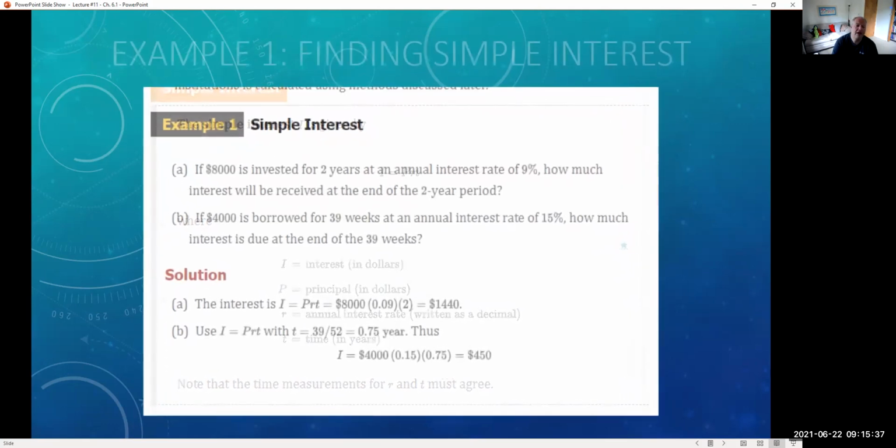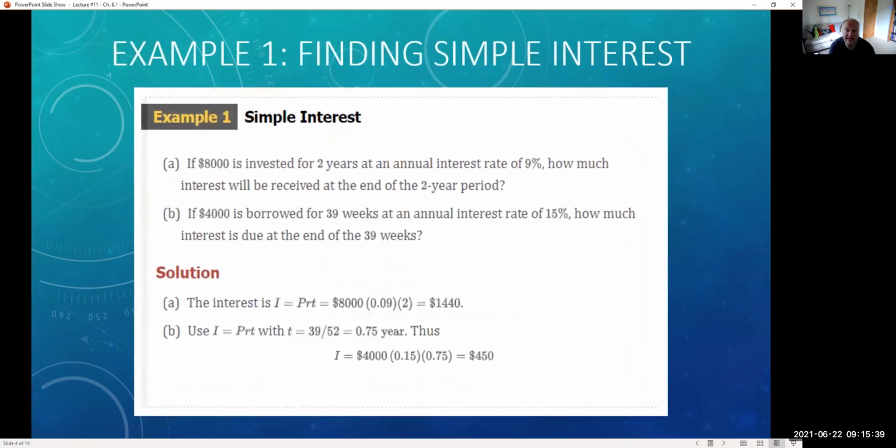All right, let's just jump in with a very basic example. This is an application where you are just substituting in values according to a story. Let's look at part A. It says if 8,000 is invested for 2 years with an annual interest rate of 9%, how much interest will be invested at the end of a 2-year period? So they're actually asking you what is the interest, and if they want to know what the interest is, then this is the most basic question there is. You're going to just use the interest formula.